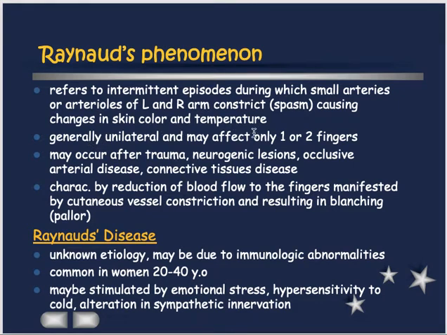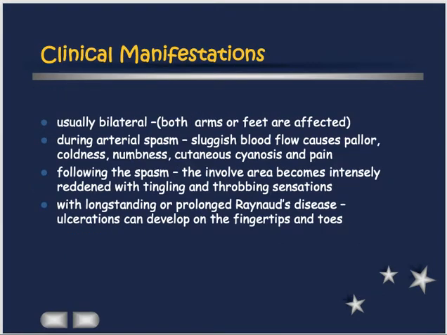Generally unilateral and may affect only one to two fingers, and may occur after trauma, neurogenic lesions, occlusive artery disease, or connective tissue disease. Remember, this one is more common in females, right? It's a very favorite type of question in many exams. So the clinical features will be the same. Remember, necrosis is not so common; it's very uncommon.